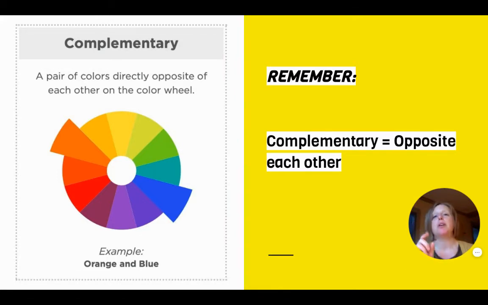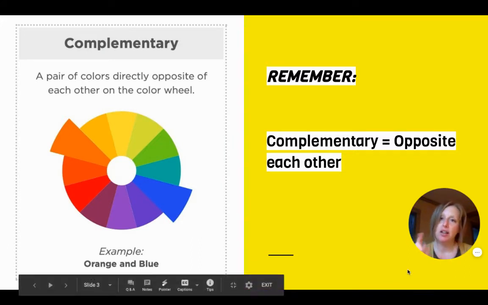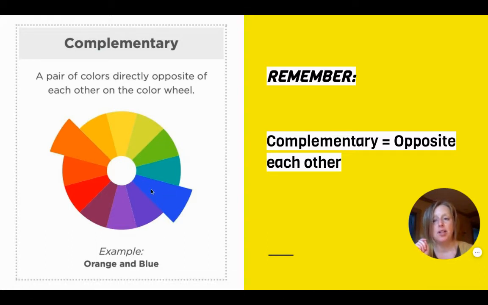And what I want you to remember about complementary colors is on the color wheel that you see right here. Complementary colors are opposite each other. Blue and orange are opposite each other. Yellow and purple are opposite each other. Red and green are opposite each other. Complementary colors are opposite each other on the color wheel. Write that down.